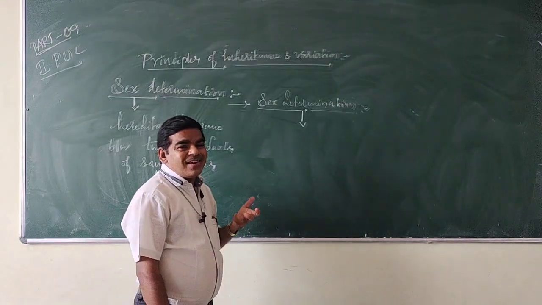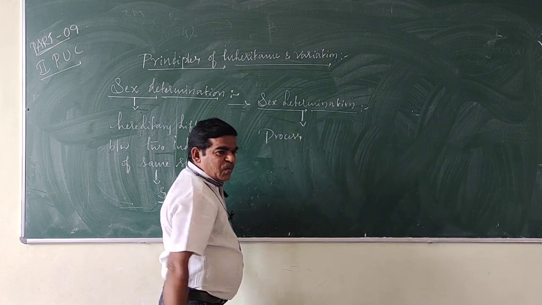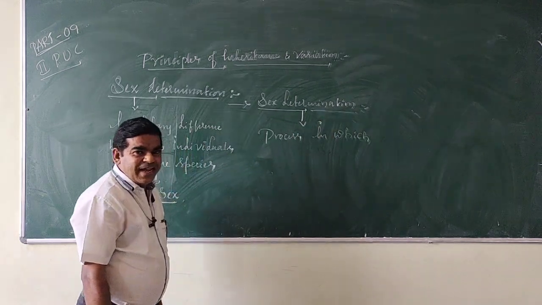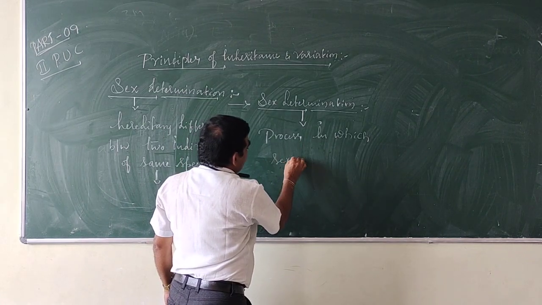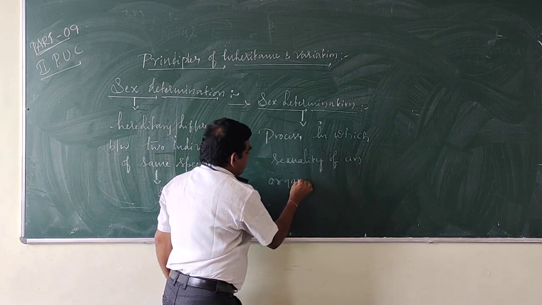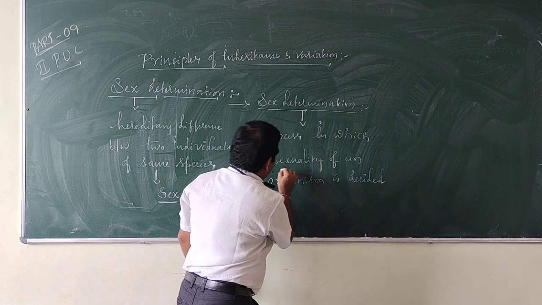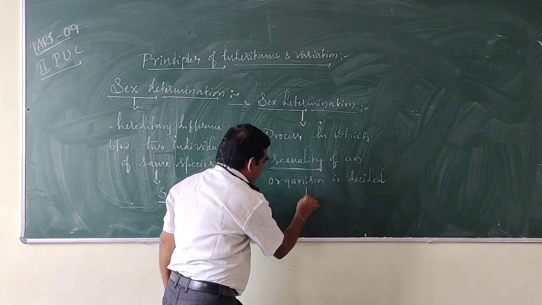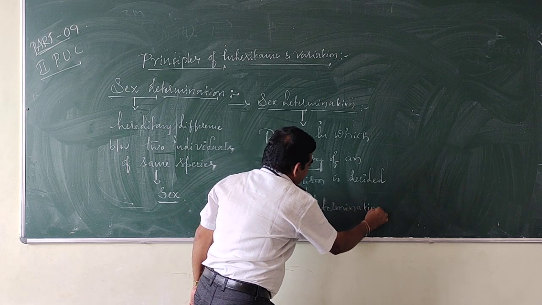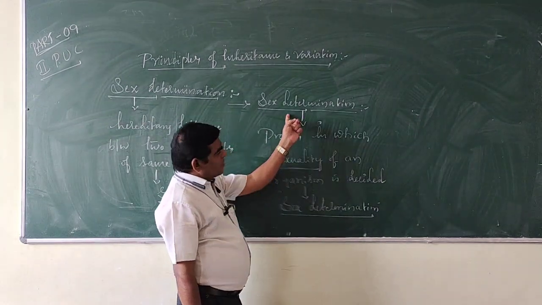See, the definition: what is sex determination? Sex determination is the process in which the sexuality of an organism is decided. It is called sex determination. Clear?